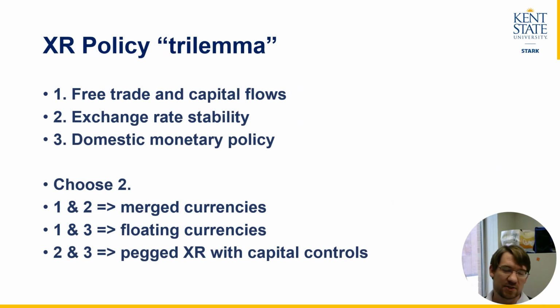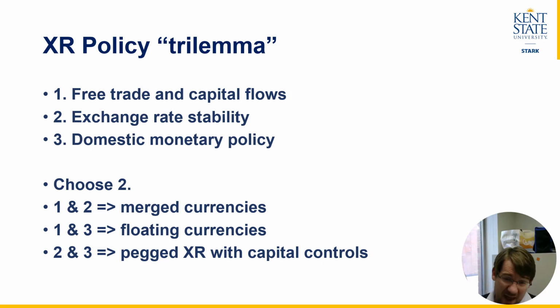So all of this highlights what we call the exchange rate policy trilemma. You can imagine these as points on a triangle. Free trade is one point, exchange rate stability is a second, and domestic monetary policy would be the third. And you can choose any one side of this triangle. What that means is you're going to lose a point. So you get to choose 2 out of the 3 in effect.